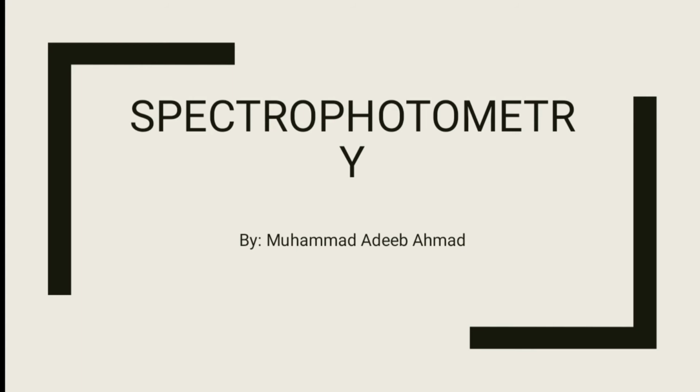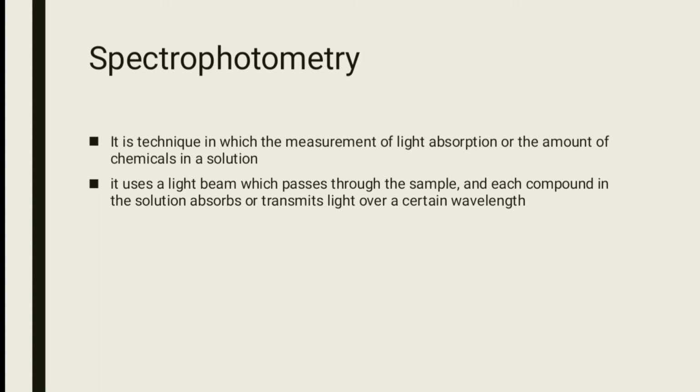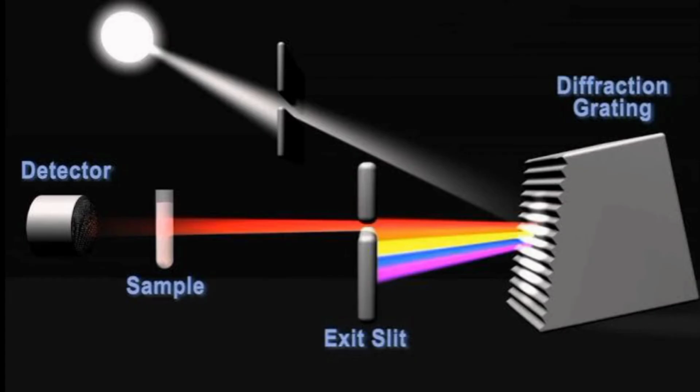In this video, I will discuss spectrophotometry. So, let's start. Spectrophotometry is a technique in which the measurement of light absorption or the amount of chemical in a solution. It uses a beam of light which passes through the sample, and each compound in the solution absorbs or transmits light over a certain wavelength. This is the technique of spectrophotometry.